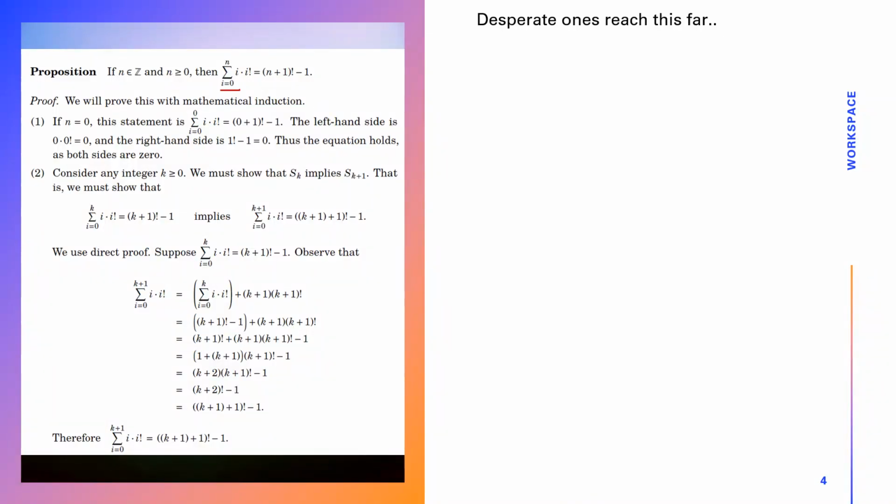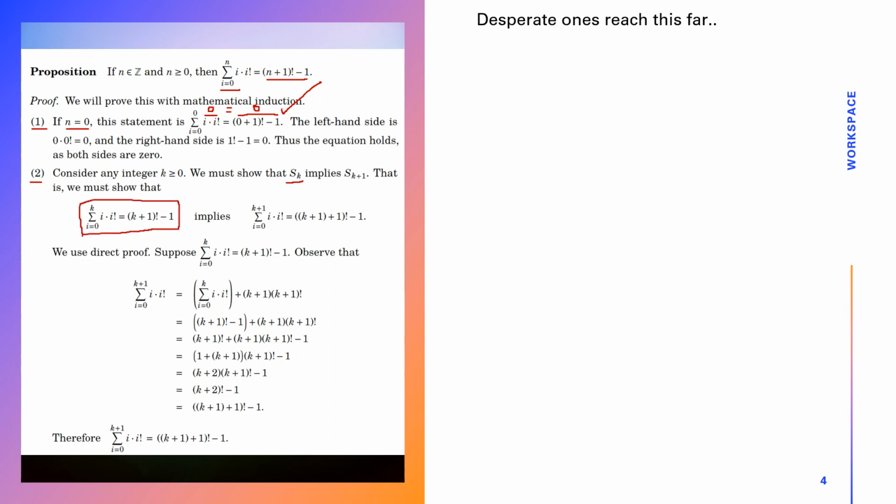Prove that the series equals the formula. The base case, give n the smallest value in the series. So the sum would become 0 times 0 factorial, which is 0, and the formula would become 0 plus 1 factorial minus 1 equals 0. 0 equals 0, base case proven. The induction part. Assume S of k.